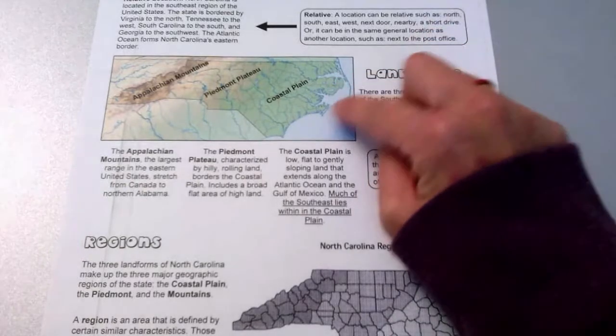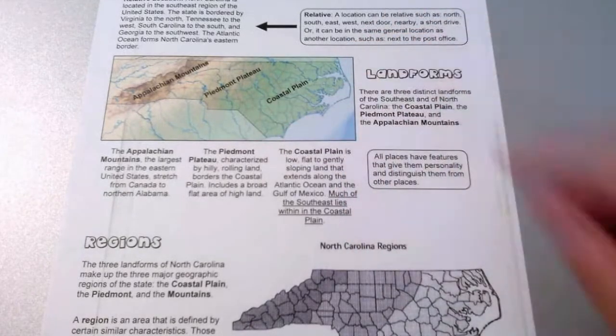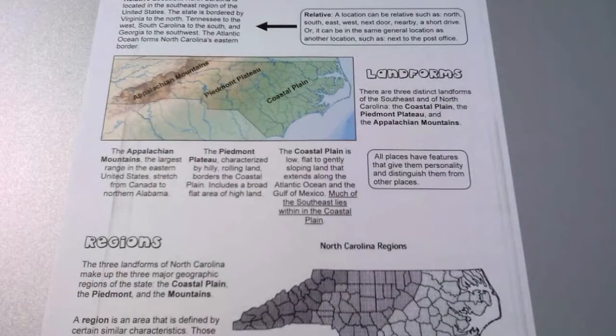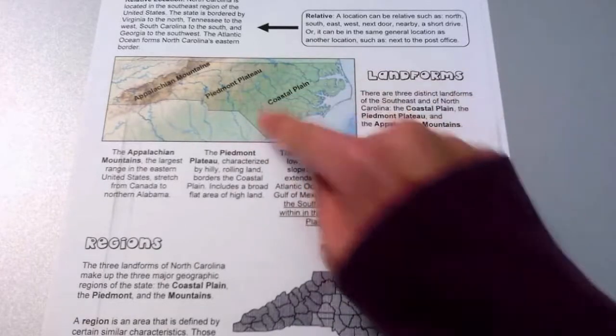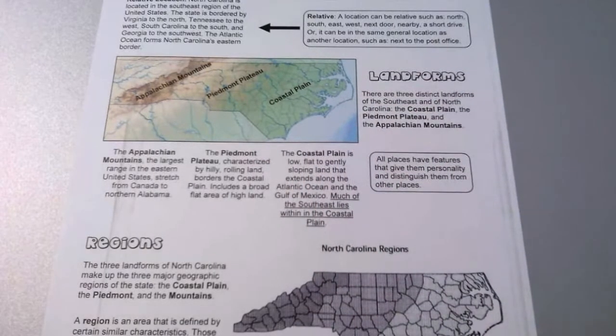So again, you can see coastal plains is over here. This area, typically when I think of it, I always think of the beach because we can see along the coast. But again, this whole area is our coastal plains. So in North Carolina, we are in the southeast region of the United States. You might remember that from where we did regions of the U.S. earlier this year.